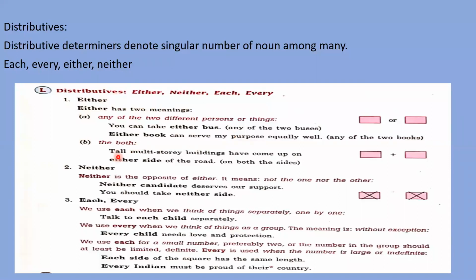When we want to use the meaning of both, we can also use either when we have two options, like: tall multi-story buildings have come up on either side of the road, meaning both sides of the road. Okay, on both sides, right?